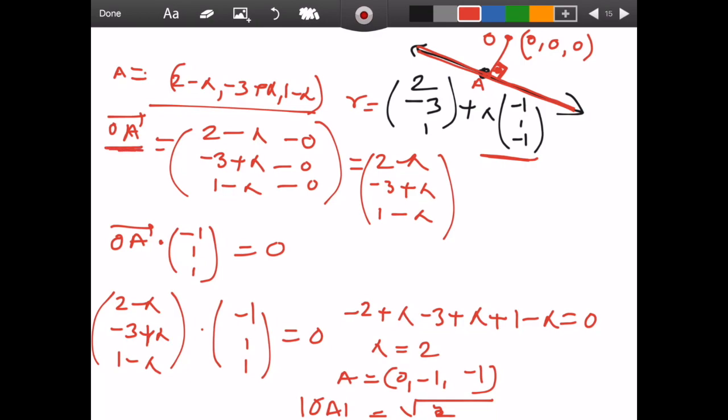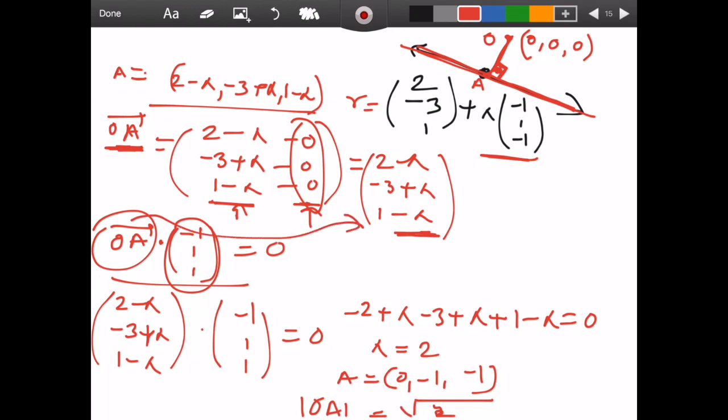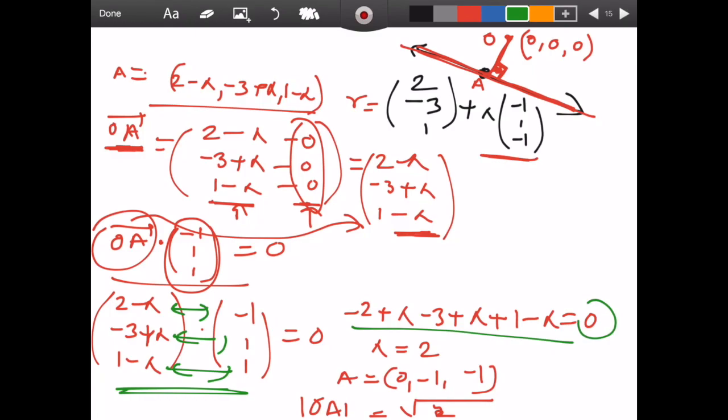What I'm going to do next is find vector OA. Vector OA is the coordinate of A minus the coordinate of O, or you can say the position vector of A minus the position vector of O, which is all zeros. That's going to give you this. Because the direction of the line is perpendicular to this vector, the dot product must be 0. So I took the direction of the line and the vector OA, and I'm taking the dot product. Multiply it out and equate to 0. That gives you lambda as 2.